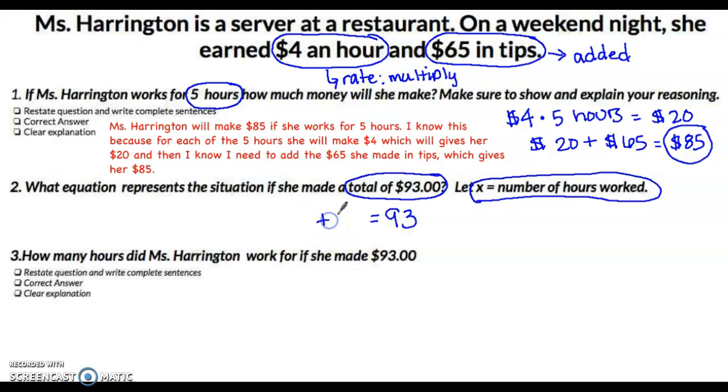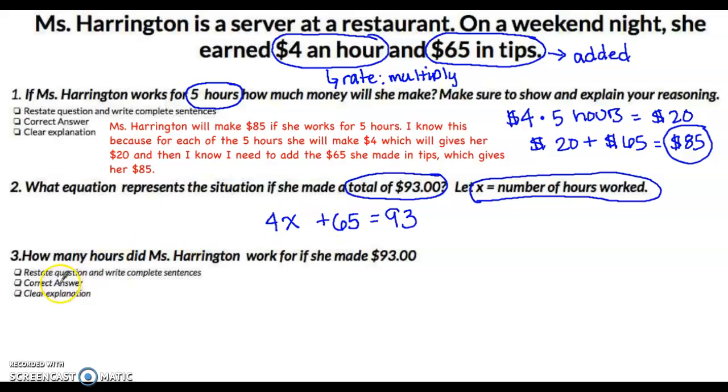Well, the tips aren't going to change based off how many hours she works. No matter what, it's $65 in tips. The $4 an hour, that will depend on the number of hours she works. So I'm going to multiply the $4 by the number of hours she's working. So this represents my hourly wage, and this represents the tips I'm going to make. Those two together will equal $93.